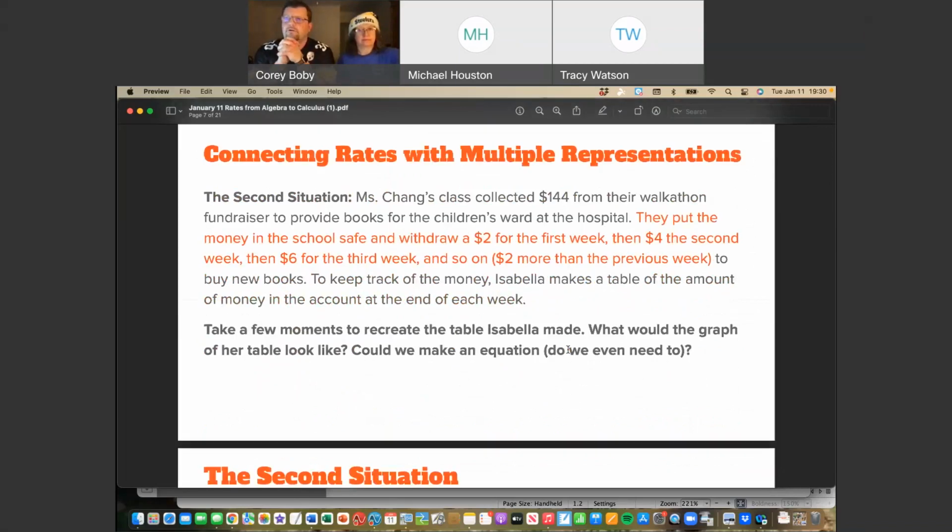Second situation. Now I'm going to do the next one, on the Nspire. But what I want you to do is the same setup. They got $144, but this time they take $2 for the first week, $4 for the second week, $6 the third week, $8 the next week, and so on. It goes up 2 more each week. It's a little harder. Make your table. Take a moment.